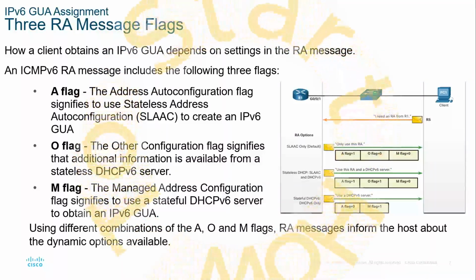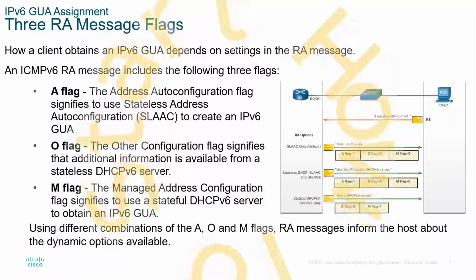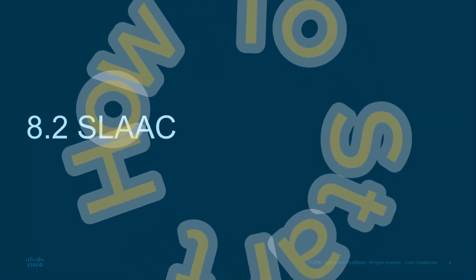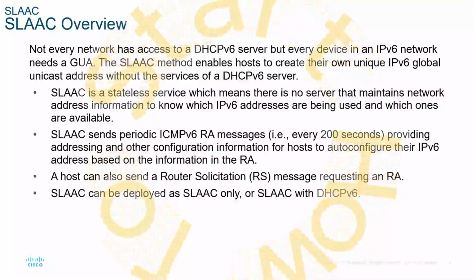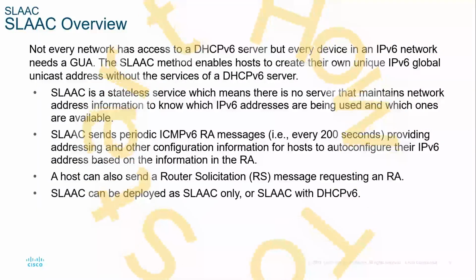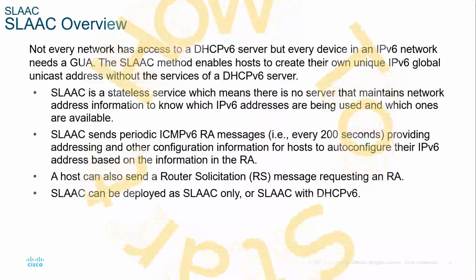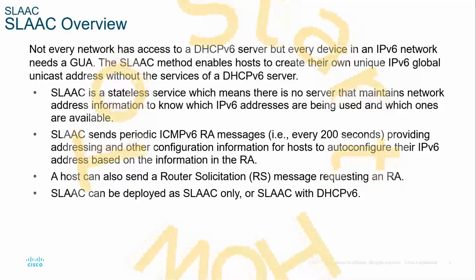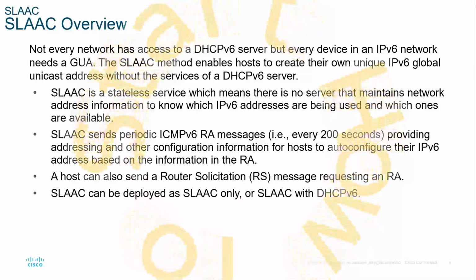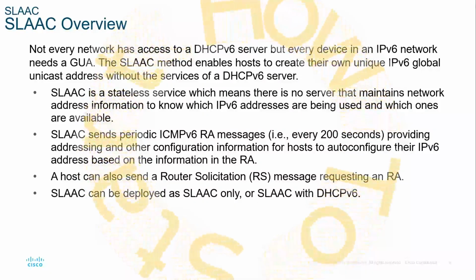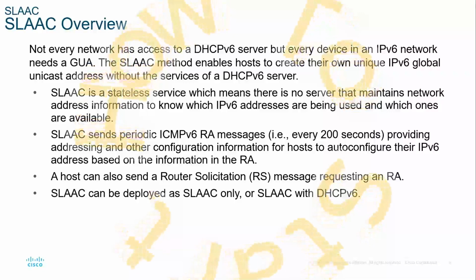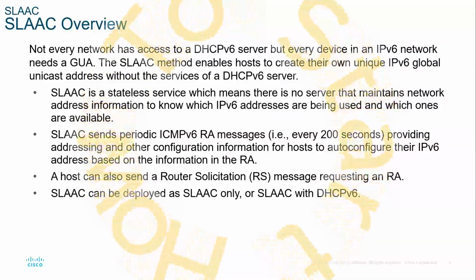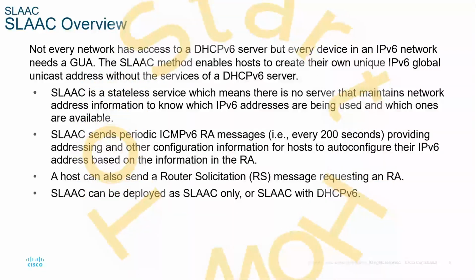That lets us get into a better understanding of how the addresses are actually assigned. We're going to be looking at SLAAC first, stateless address auto configuration. Let's do a SLAAC overview. Not every network address has to come from a DHCPv6 server. The interesting part here is centralizing address management isn't always a good thing. With SLAAC, we don't have to worry about a centralized device managing them. SLAAC is stateless, which means there is no server that maintains the information. SLAAC will send periodic ICMPv6 RA messages.